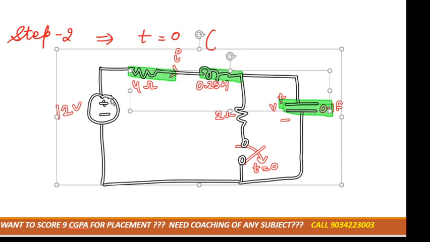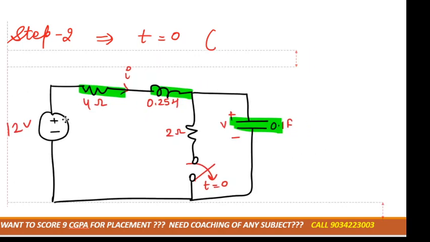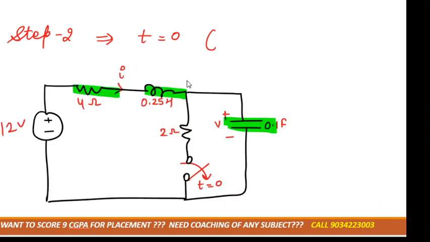So again we have to draw the circuit. This is the circuit. Now tell me, at t equal to 0, is the switch opened or closed? It's going to be open. So I remove this 2 ohm, right? I can remove this 2 ohm since there is no role for it.